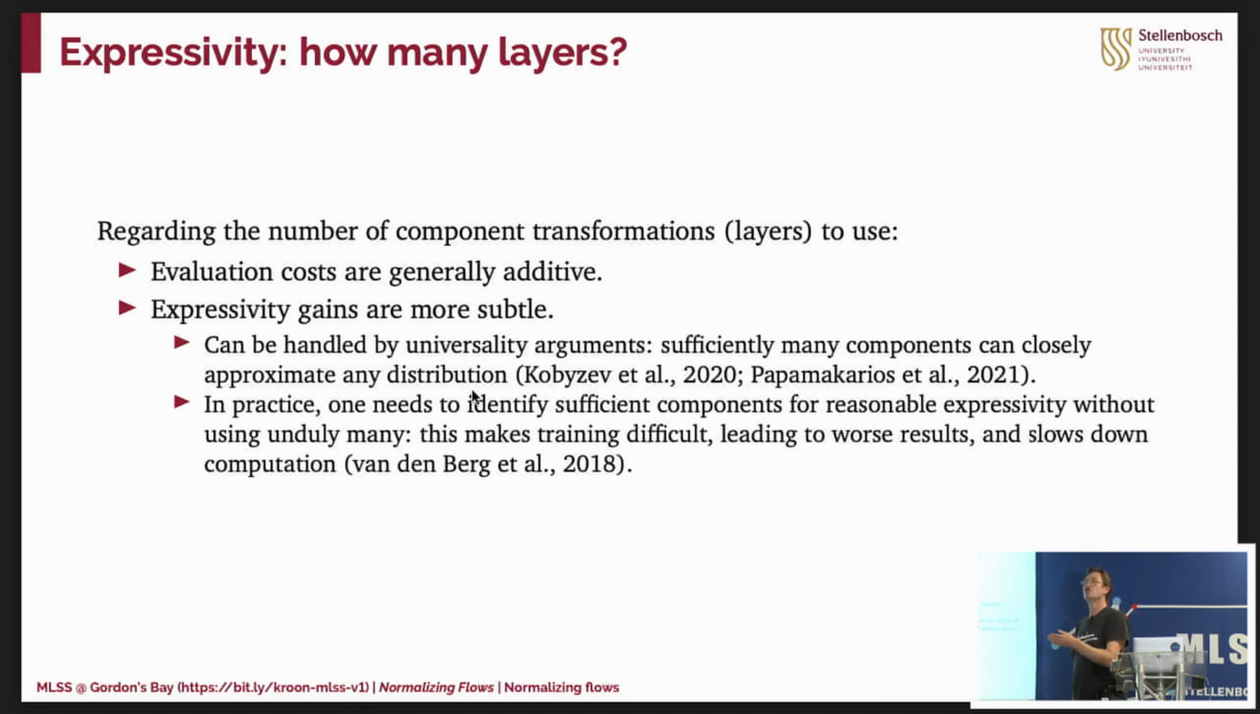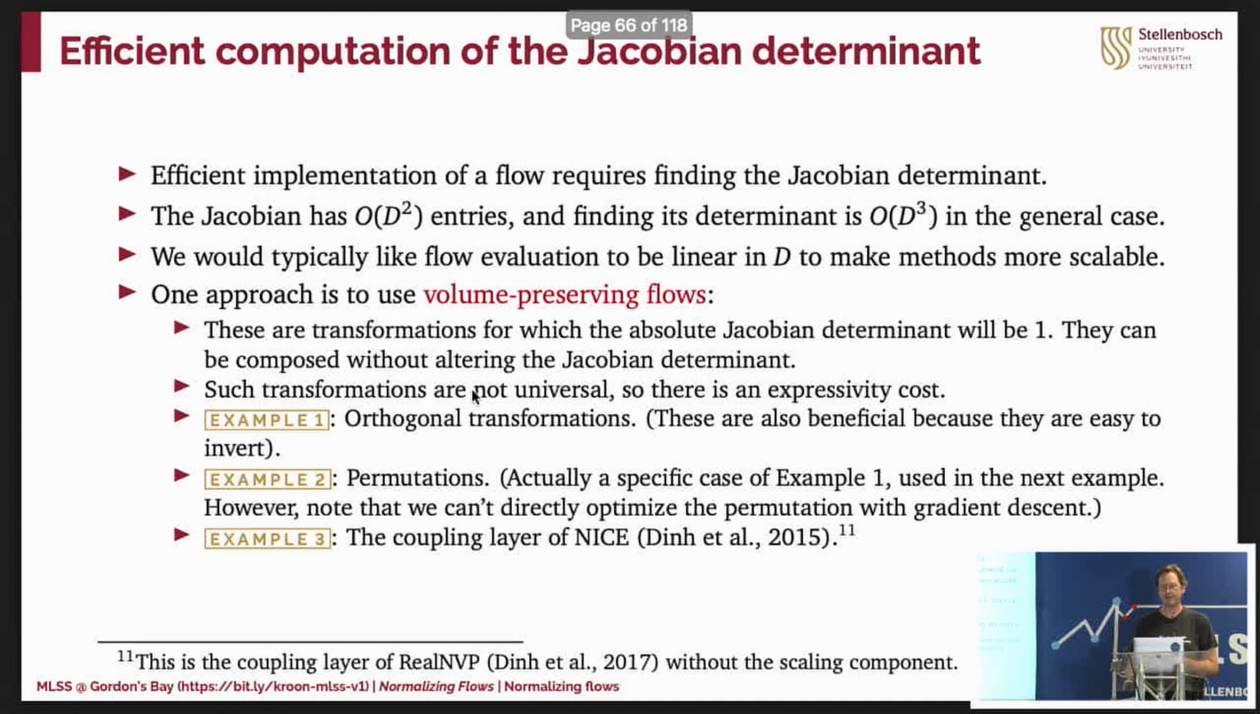If you put in too many layers, it makes it hard to train. It makes it slow to train. It makes it numerically unstable. So you don't want to put in more layers than you need. But if you put in too few layers, you're not going to get good performance. So it's a bit of a hyperparameter optimization factor. That's all I'm going to say about how many layers.